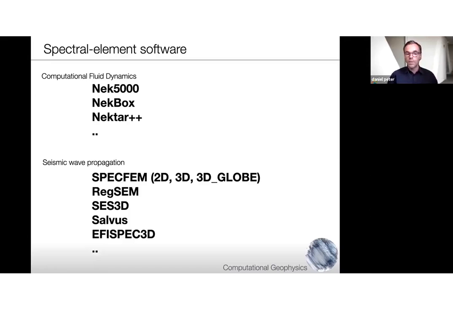But there are other packages as well, RegSEM for regional spectral element method implementation, SES3D from Andreas Fichtner in Zurich, Salvus as well, developed in that group, which is a more recent code package, and FESpec3D. They all use the spectral element method. They implement that method and deal with seismic wave propagation.